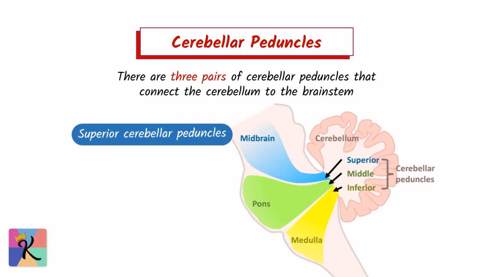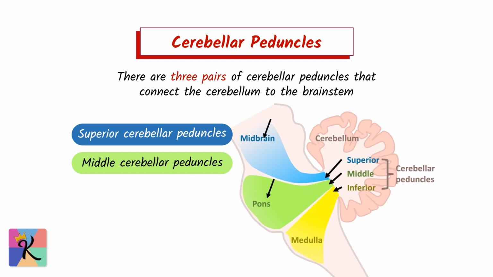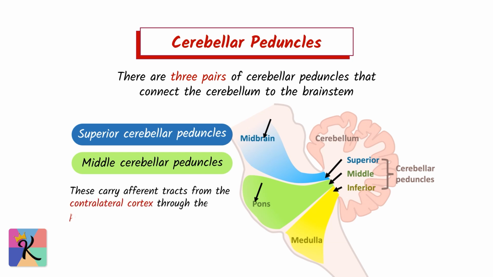The superior cerebellar peduncles connect to the midbrain and serve as a major efferent pathway, carrying efferent tracts from the deep nuclei of the cerebellum to the contralateral cortex. The middle cerebellar peduncles connect the cerebellum to the pons and are the largest peduncles, acting as the major afferent pathway. These carry afferent tracts from the contralateral cortex through the pontocerebellar mossy fiber pathway.